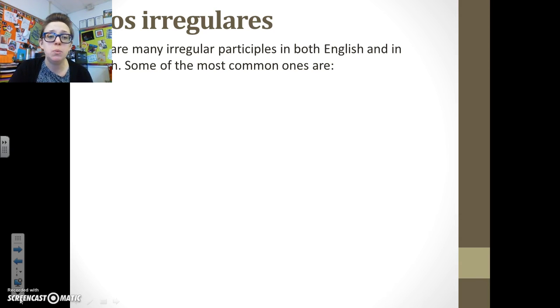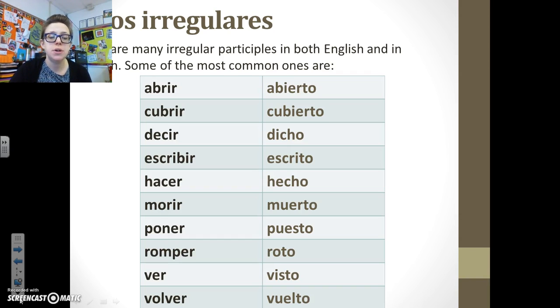There are many irregular participles in both English and in Spanish. I'm going to show you some of the most common ones. So, abrir means to open. The past participle for abrir is abierto, or opened. Cubrir means to cover. The past participle for cubrir is cubierto, or covered.